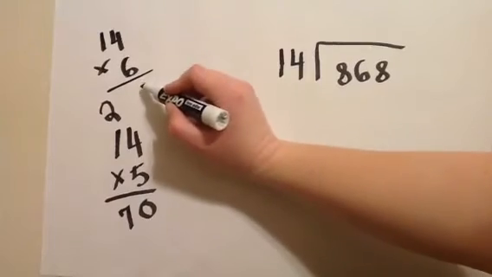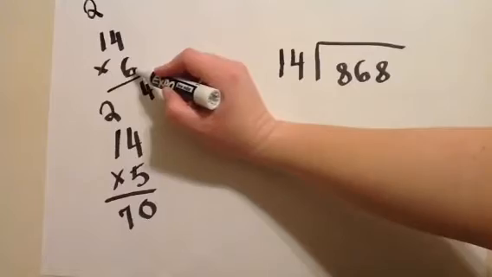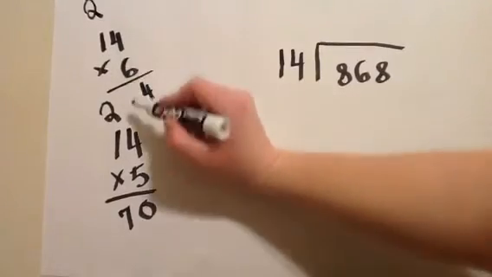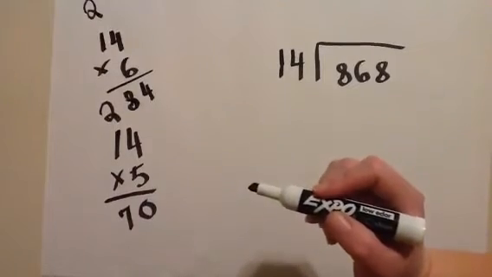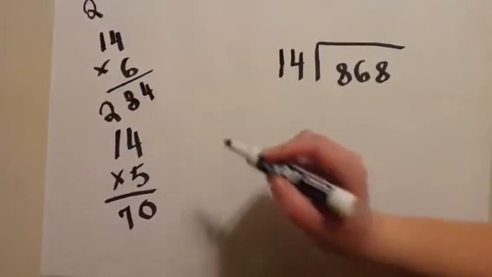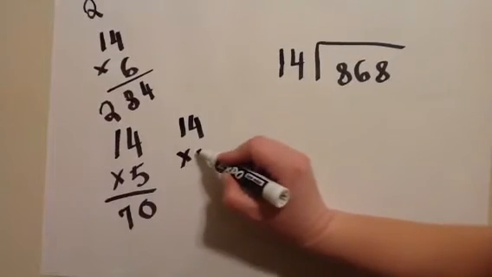6 times 4 is going to give us 24. We're going to carry our 2. 6 times 1 is 6, plus 2 is going to give us 84. That's pretty close, but just in case, let's do one more. Let's do 14 times 7.